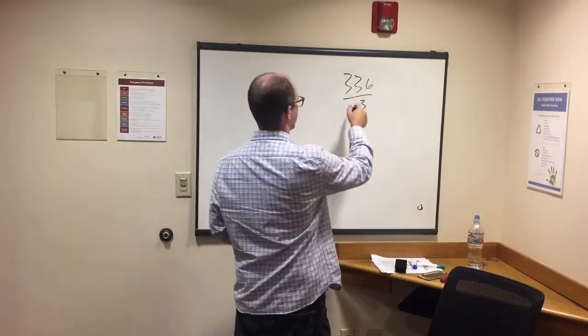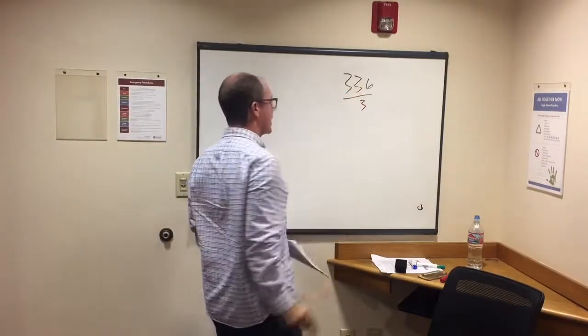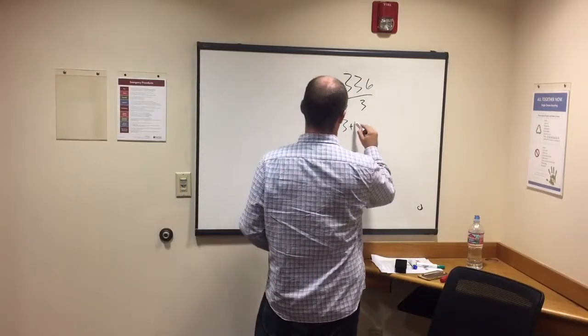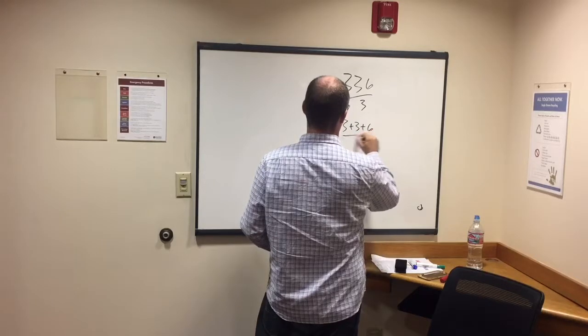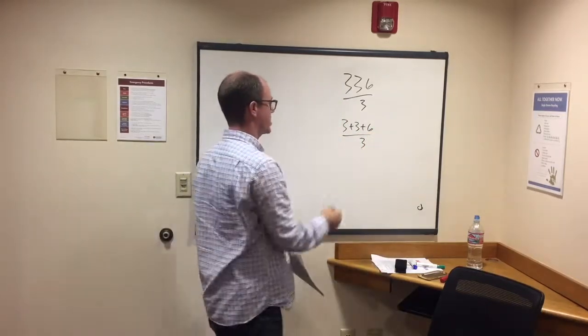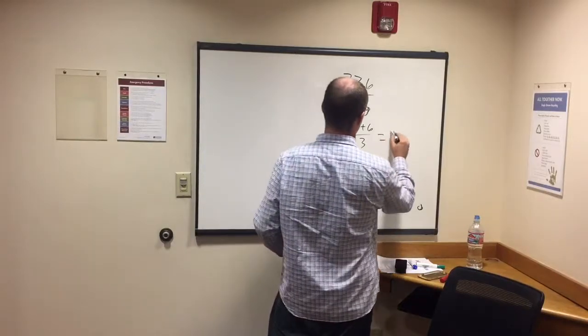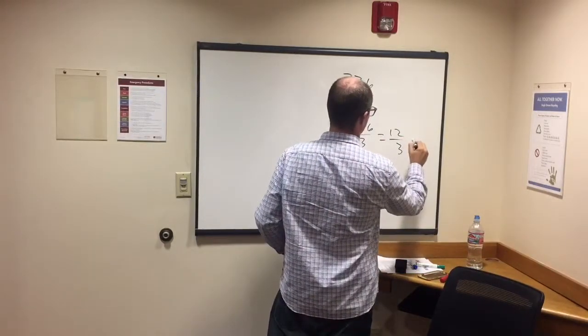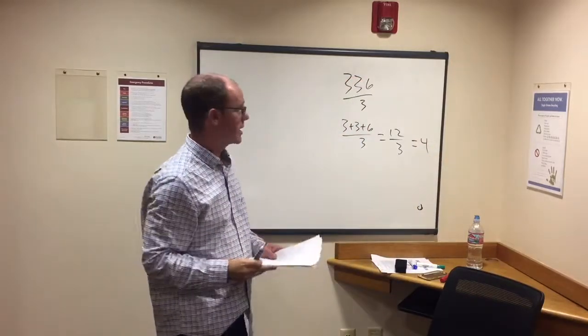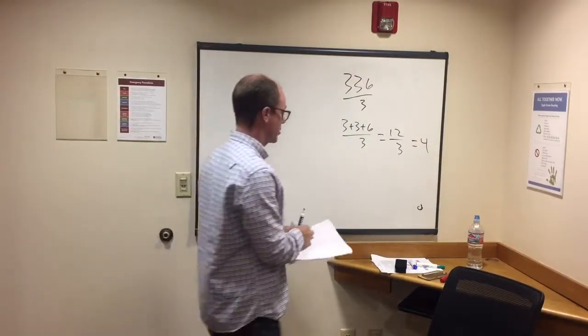So all you do here to find out if it's divisible by 3, add the digits up. So what does that look like? 3 plus 3 plus 6. Is it divisible by 3? 3 plus 3 is 6. 6 plus 6 is 12. 12 divided by 3 equals 4. That's an integer. That's a good number.